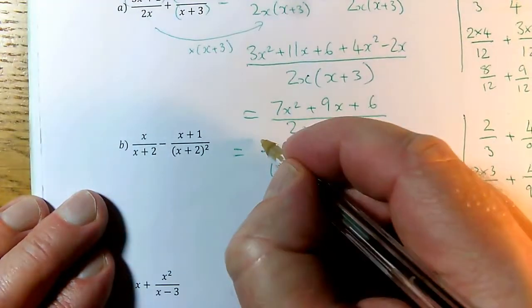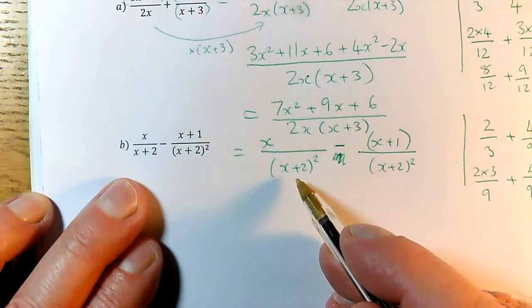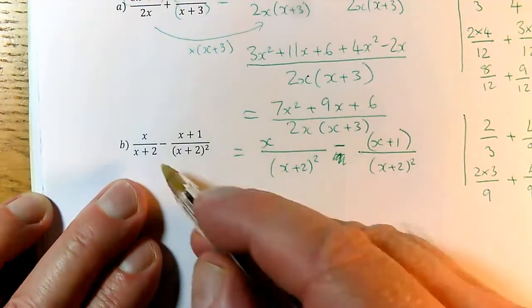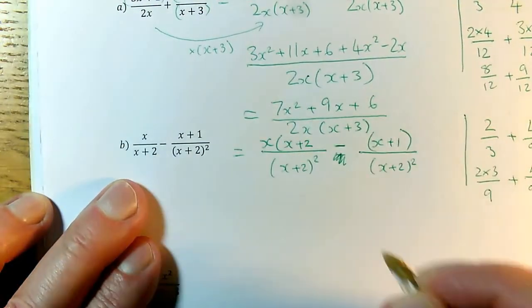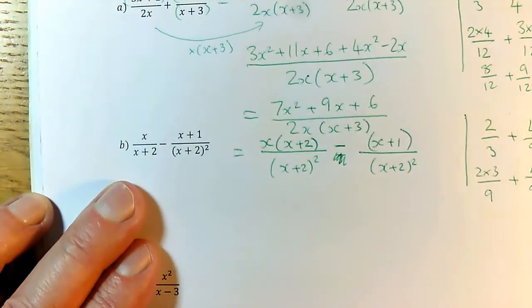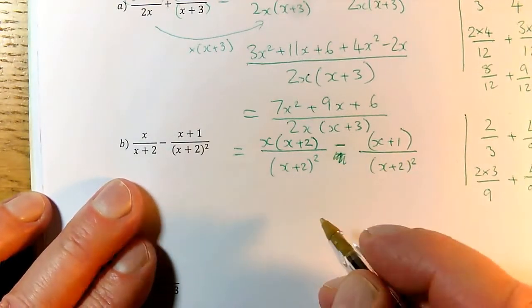But this one here, there was an x on the top. What's happened to the bottom? Well, it was x plus 2. It's now x plus 2 squared. So I've multiplied by an extra factor of x plus 2. So I need to do the same on the top. So the top of that one is x brackets x plus 2. The bottom is x plus 2 squared. This is x minus 1 in a bracket.